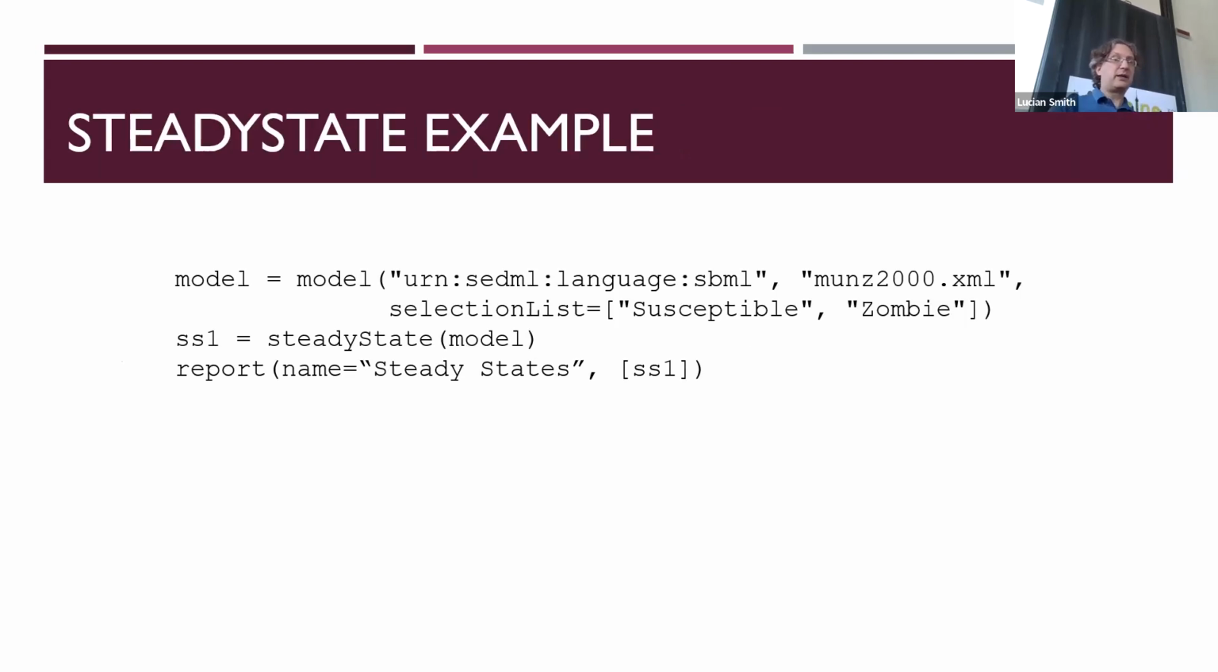I define it in the spec, and you say it is a dictionary with a single value of whatever the selection list is. So SS1 is a dictionary. SS1 bracket susceptible is a single value of the steady state value of susceptible. SS1 bracket zombie is the steady state value of zombie at the end of the steady state. The selection list would also be something like weights. So we list them.